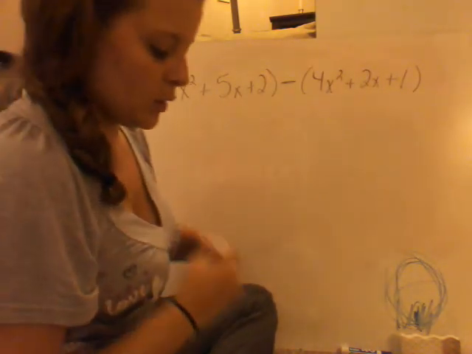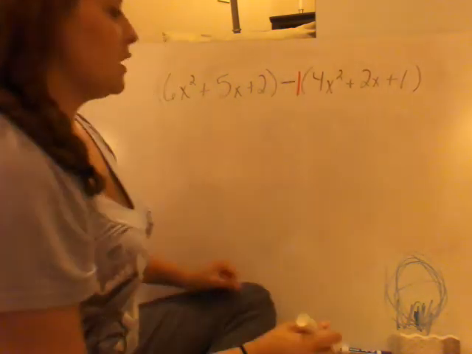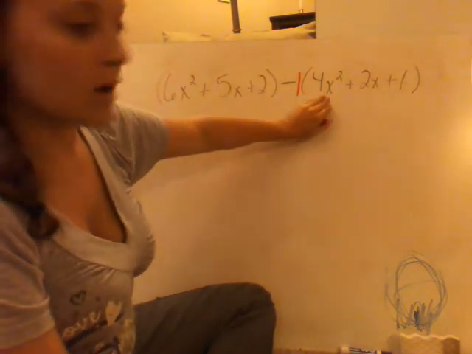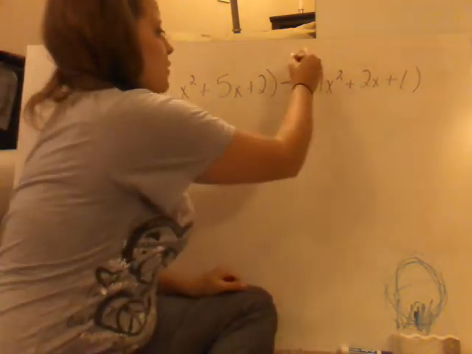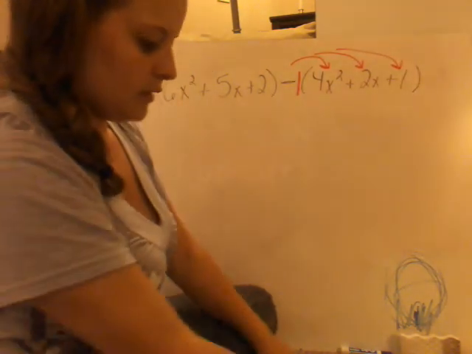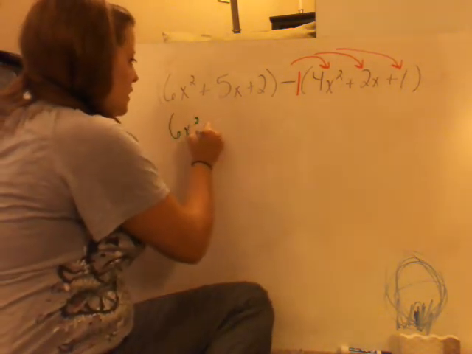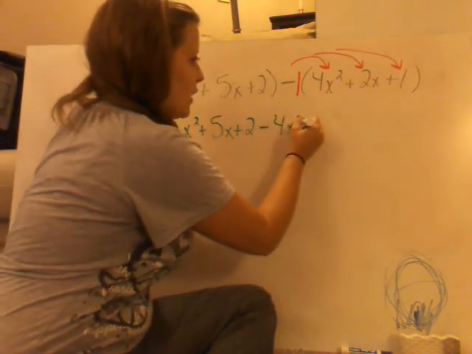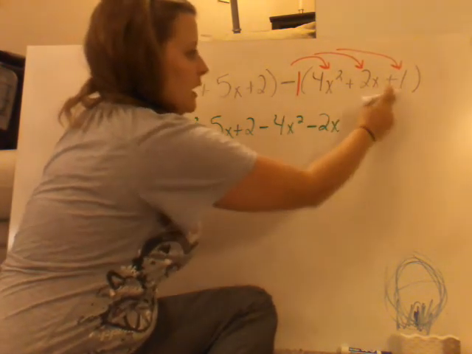Now, we're going to have to distribute again, so we'll put our imaginary 1 in here, like that. So now I've technically got, because I'm not looking at any of the rest of this, a negative 1 times a 4x squared, a negative 1 times a 2x, and a negative 1 times a positive 1. Because I'm going to distribute just like I did before. And I'll rewrite it in green. So now I've got 6x squared plus 5x plus 2 minus 4x squared, because I distributed, minus a 2x, again, minus a 1.